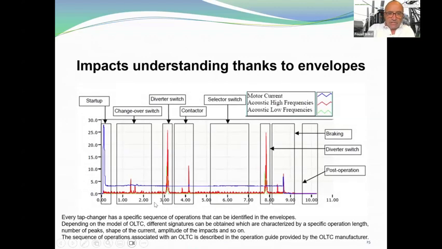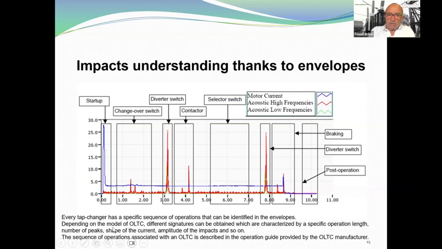And every tap changer has a specific sequence of operation that can be identified in the envelopes. So in fact, here we have the startup, and here you can see in blue the motor current, then the high frequency envelope in red, and low frequency in green. And this part is the changeover switch. Here is the diverter switch, a contactor, selector switch, which is a silent, a new diverter switch. Then here you have the breaking section, and finally the post operation.